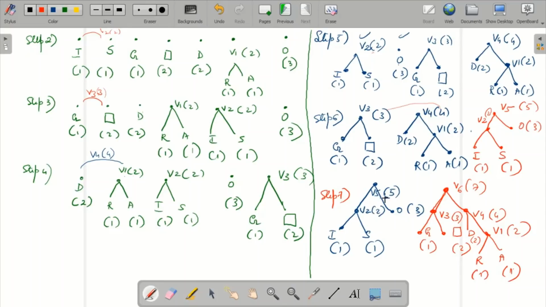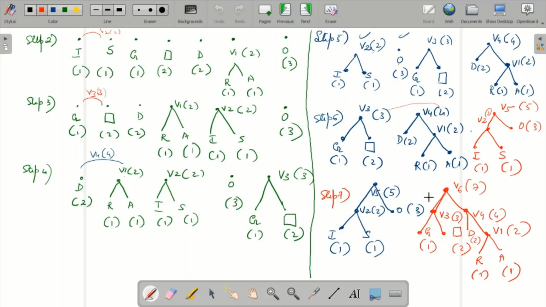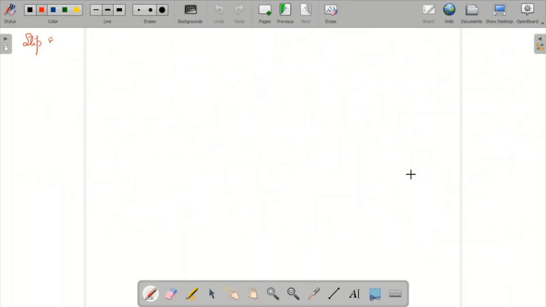Final tree is a combination of these two trees, that is V7 vertex. Okay, I'll draw it on a new page. Step 8 is the new tree, that is V7. What you're going to do, V7. So the combination of V7 will be nothing but the final tree. So it is 5 plus 7 will give you 12, but instead of V7, since it's a final tree, I'll write it as a root. So R with the weight 12.